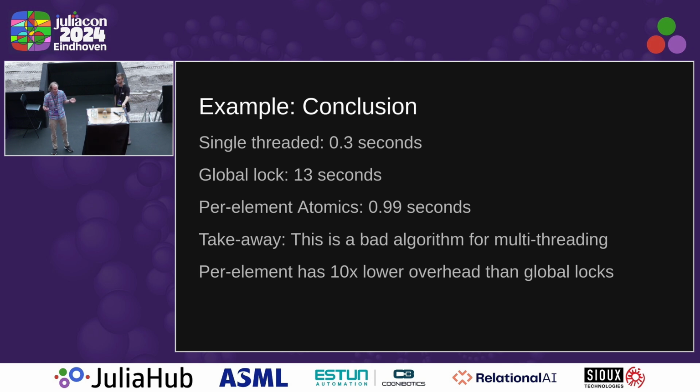And this is now available and possible in Julia. And it is quite a bit faster than the global lock, although it is not as quick as the single-threaded. So one of the takeaways is just that this is not an ideal algorithm. You would just not want to multi-thread it in this way. But it is fast, and it is now possible.